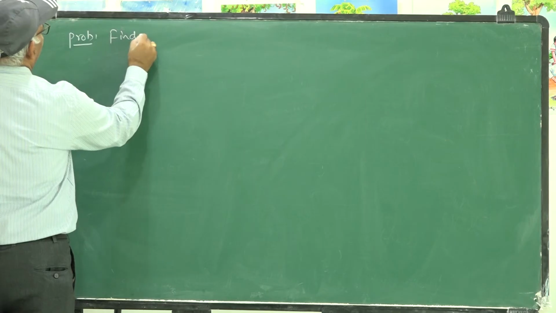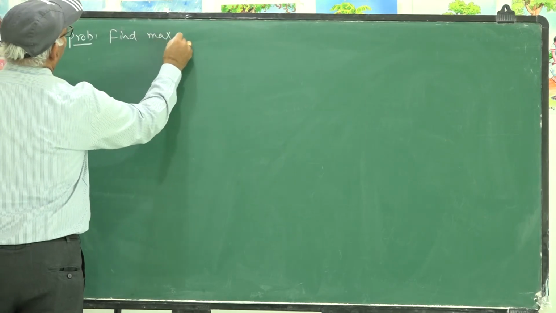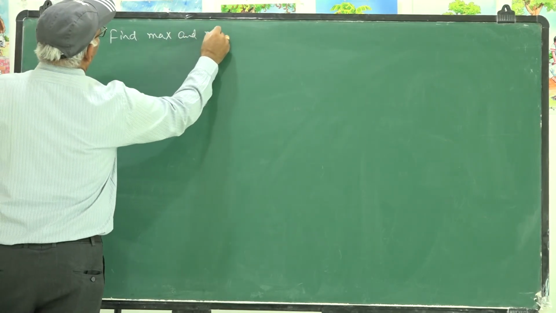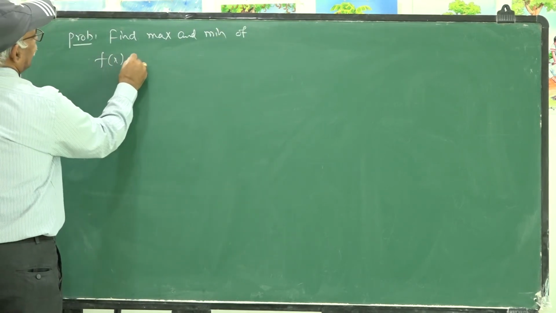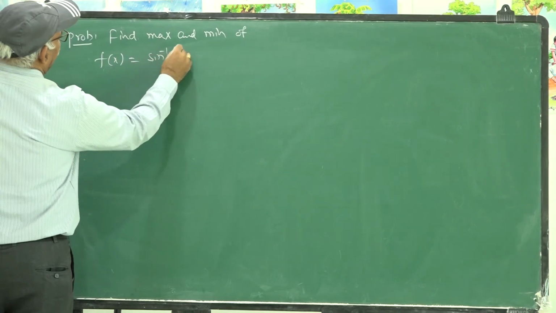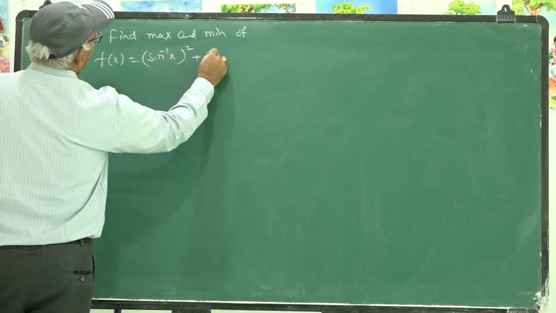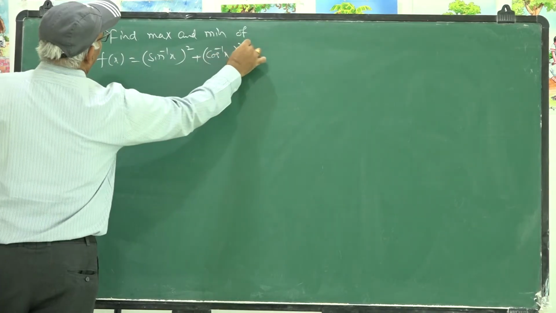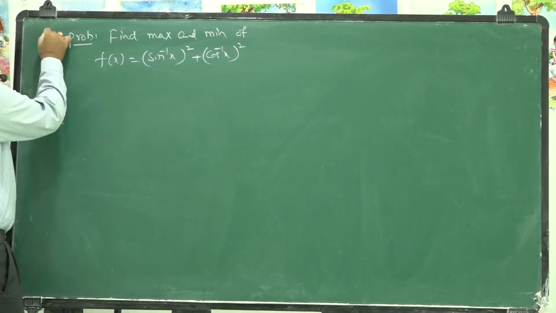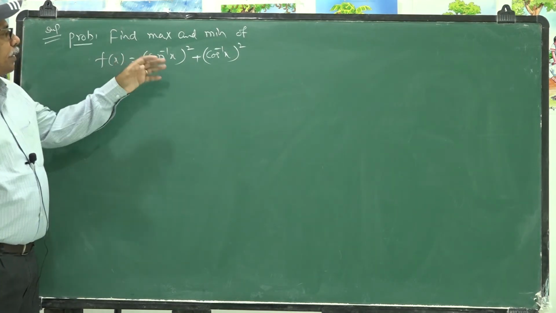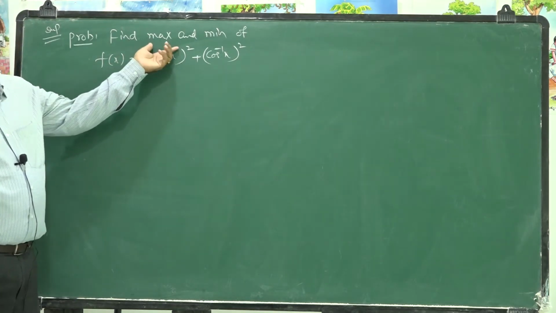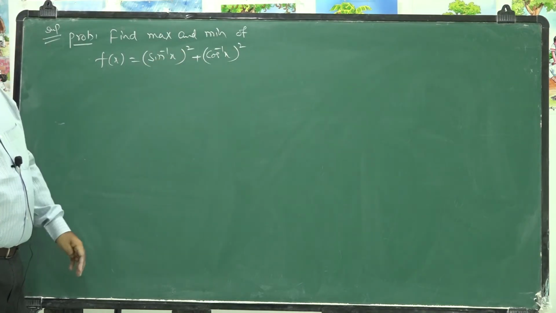Next problem. Find maxima and minima of f(x) equal to (sin inverse x) whole square plus (cos inverse x) whole square. This is also one important model. Find maximum and minimum of f(x) equal to (sin inverse x) whole square plus (cos inverse x) whole square.